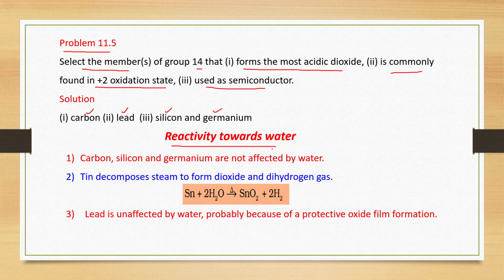Reactivity towards water. Carbon, silicon and germanium are not affected by water. Tin decomposes steam to form dioxide and dihydrogen gas. Reaction is Sn plus 2H2O when heated, that is in the form of steam, gives SnO2 plus 2H2. Lead is unaffected by water, probably because of a protective oxide film formation.